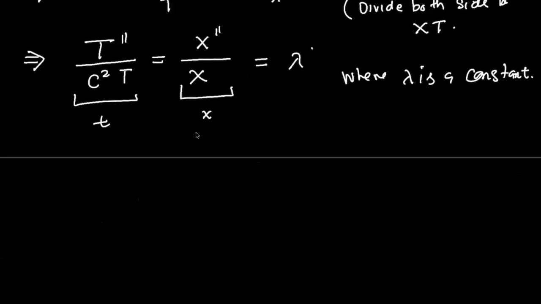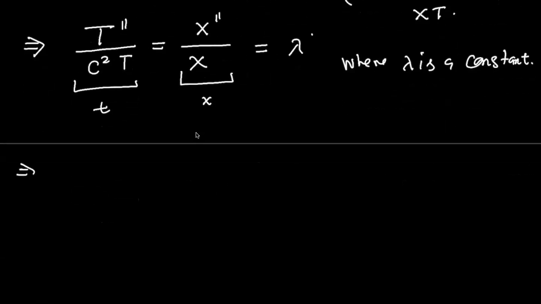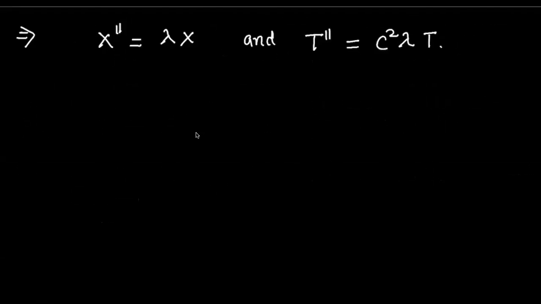Okay. So from there, this implies I'm going to get two equations. The first equation is X double prime equals lambda X, and the second equation is T double prime, which is the second derivative of T, equals c squared lambda T. I can solve both equations because these are ODEs, ordinary differential equations, linear second order ODEs.